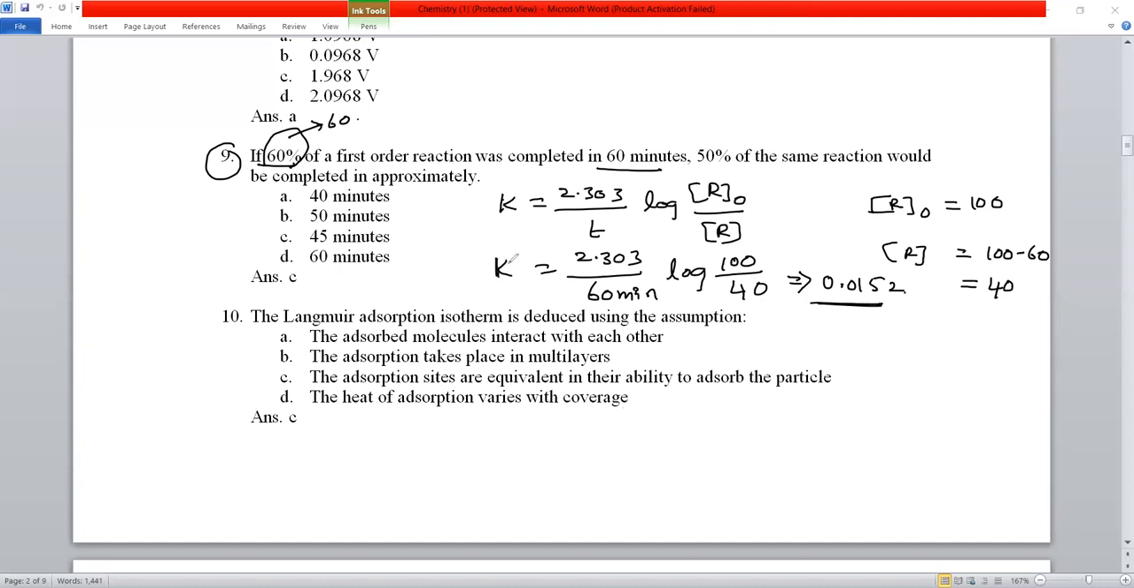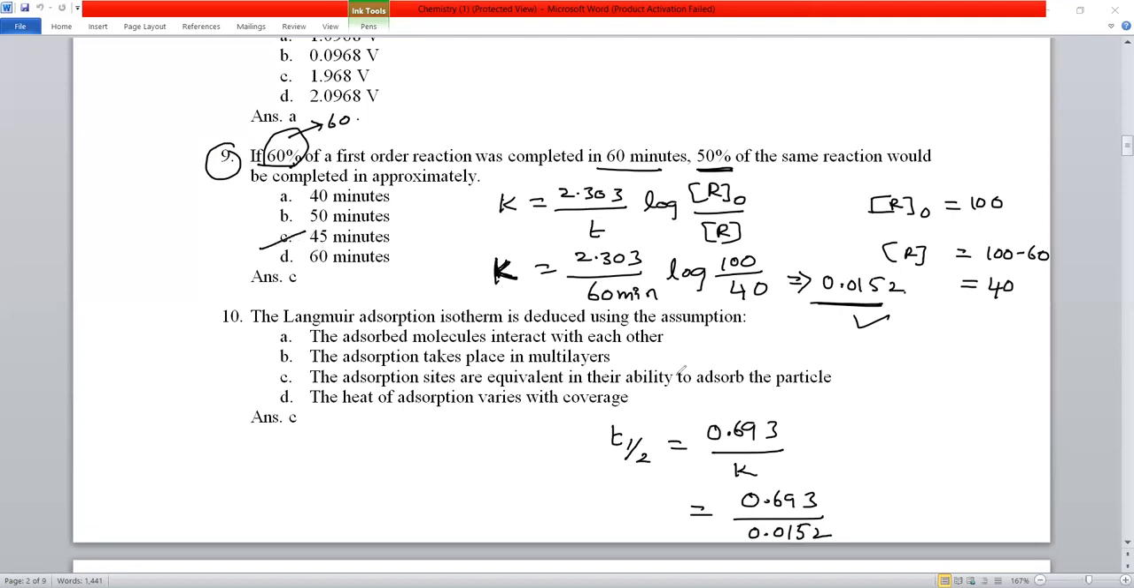So throughout the reaction the rate constant does not change, right? So we can find it at 50% also. T 50% means that is t half. T half equal to 0.693 divided by K. The time they're asking here is 0.693 divided by the K value, 0.015.